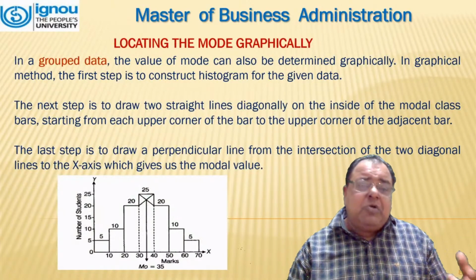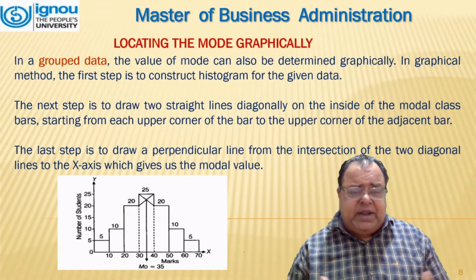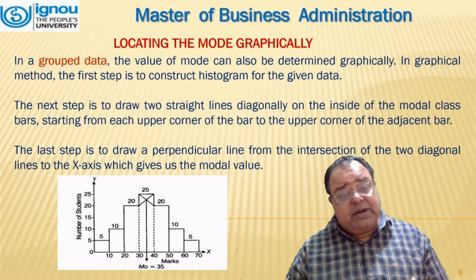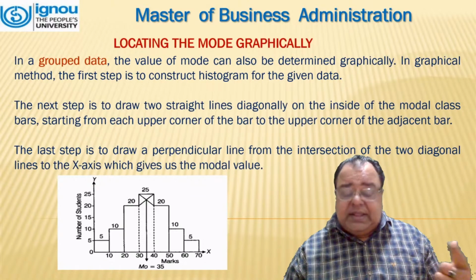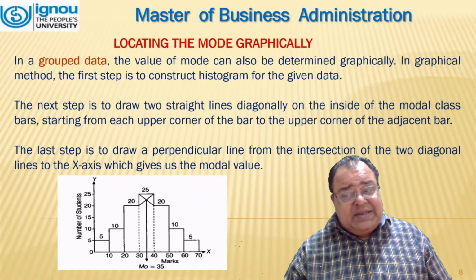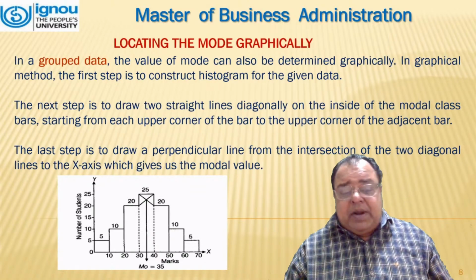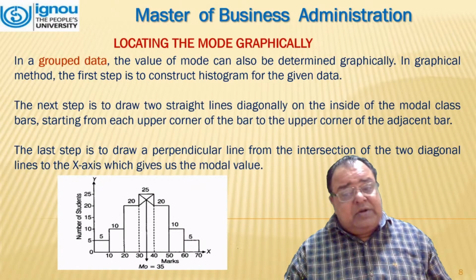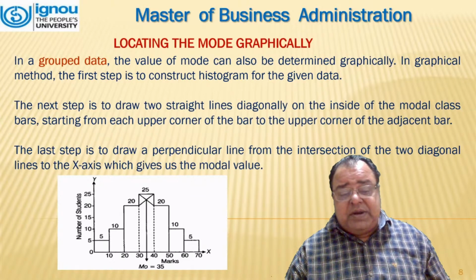Now, how to locate mode graphically? In a group data, the value of mode can also be determined graphically. In graphical method, the first step is to construct the histogram of the given data. The next step is to draw two straight lines diagonally on the inside of the modal class. That is, modal class is the class which has maximum frequency. Starting from the upper corner of the bar to the upper corner of the adjacent bar. So here we can see that a cross has been already marked.